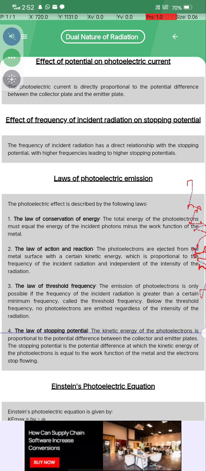The law of stopping potential. The kinetic energy of the photoelectrons is proportional to the potential difference between the collector and the emitter plates. The stopping potential is the potential difference at which the kinetic energy of the photoelectrons is equal to the work function of the metal and the electrons stop flowing.